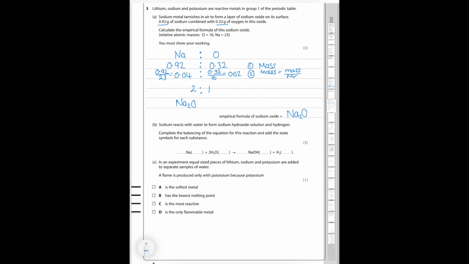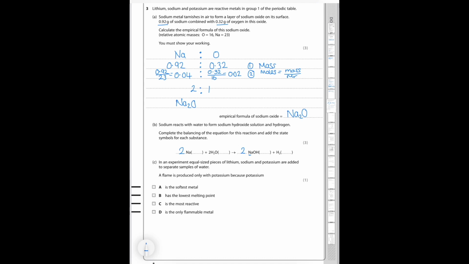So to balance that out and get 4 hydrogens all together on the product side, we would need a 2 in front of the sodium hydroxide. Now, if we've got a 2 in front of the sodium hydroxide, we now have 2 sodiums. So we need to have 2 sodiums on our reactant side. So our sodiums are balanced, our hydrogens are also balanced. Now, if we look at our oxygens, we have 2 oxygens on our reactant side, and we have 2 oxygens on our product side. So the equation is balanced.